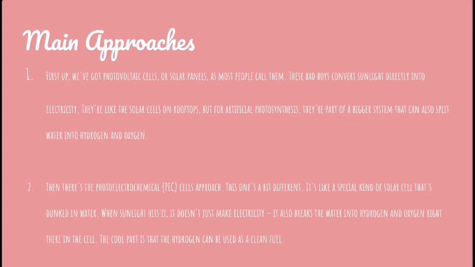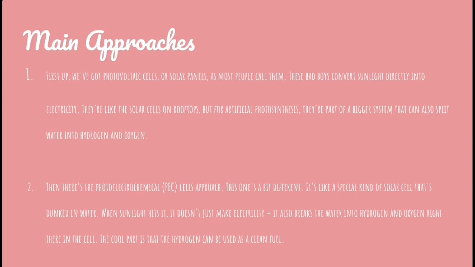So, when diving into artificial photosynthesis, there are a couple of main approaches that are super interesting. First up, we've got photovoltaic cells, or solar panels, as most people call them. These convert sunlight directly into electricity. They're like the solar cells on rooftops, but for artificial photosynthesis. They're a part of a bigger system that can also split water into hydrogen and oxygen.